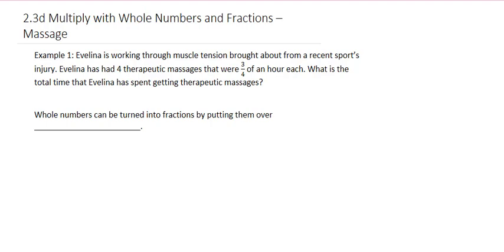So, in order to solve this problem, we're going to need to multiply a whole number, 4, by a fraction, which is 3/4. So, in order to do this, we need to change the whole number into a fraction. Whole numbers can be turned into fractions by putting them over 1. So, with the number 4, which we have, we would be placing this over 1.